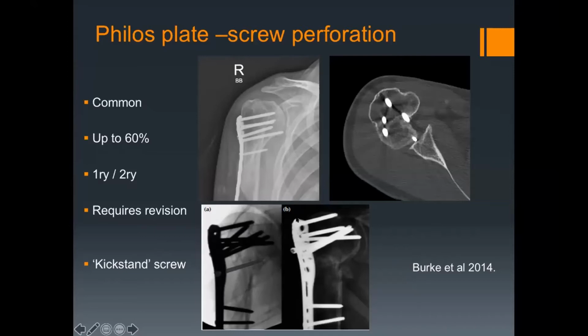So you tend to get various rotation of the humeral head as it unites, and you can see that as it rotates round, it starts to collapse in on the medial calcar, and you get screw protrusion or cutout of all these screws, and this will require revision.